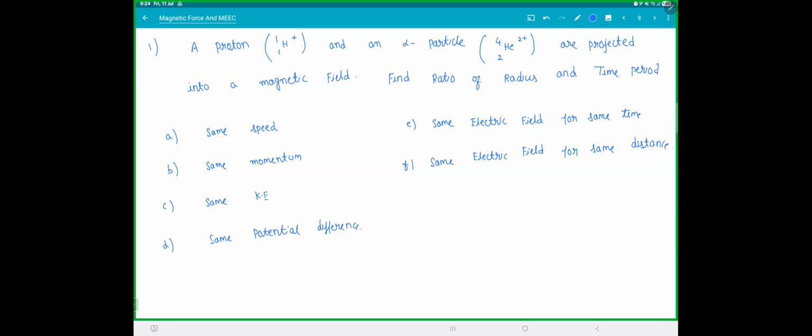What about same kinetic energy, same potential difference? Same kinetic energy is a pretty good mains level question.